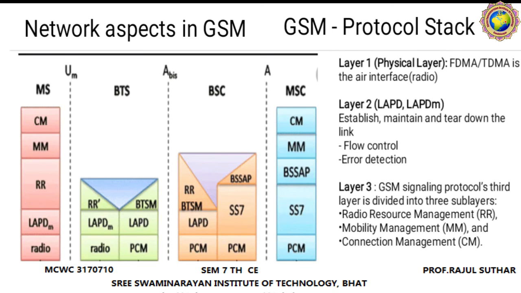Then the second layer, the data link layer. Signaling and control data is communicated by layer 2 and layer 3. The data link layer checks the flow of the data packets sent to layer 3. The data link control protocol is known as LAPD, where the m indicates the modified version of LAPD.